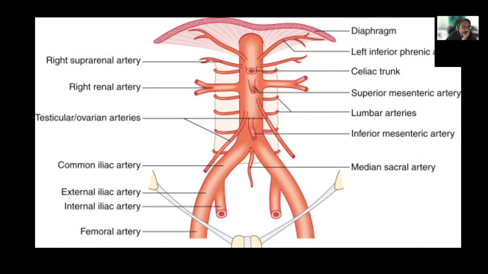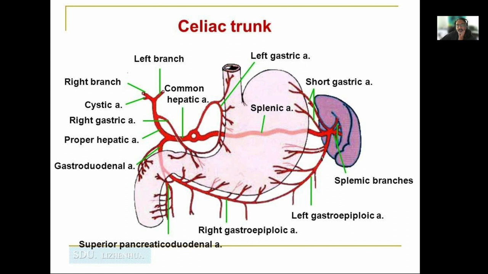All right, so the first one we'll do is the celiac trunk. Let's just look at the branches of the celiac trunk first. It's a bit confusing because it's got so many branches. We won't be able to do all of them. Some you can see, some you can't. But if you look at the stomach, the celiac trunk essentially supplies the stomach, the spleen, and the liver. So that's the main supply of the celiac trunk.